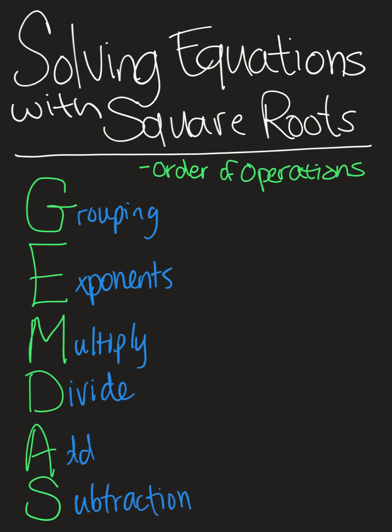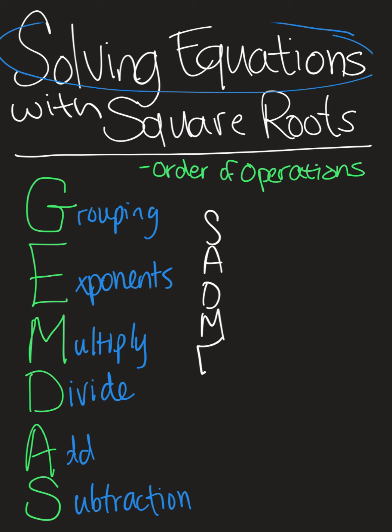And of course, that means when we're solving equations, we're using the inverse operations, which means I'm going to do this all backwards, right? Now, we have talked about all of these, subtraction, addition, division, multiplication, and grouping symbols before. What we have not talked about yet is what to do when there's an exponent.